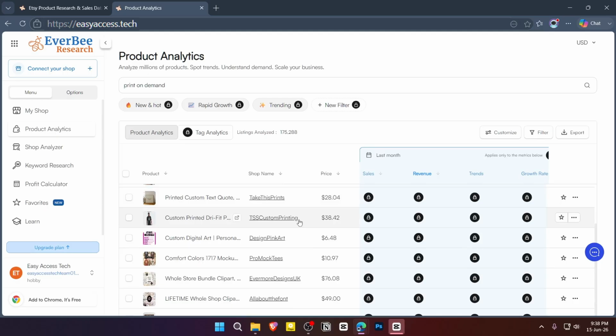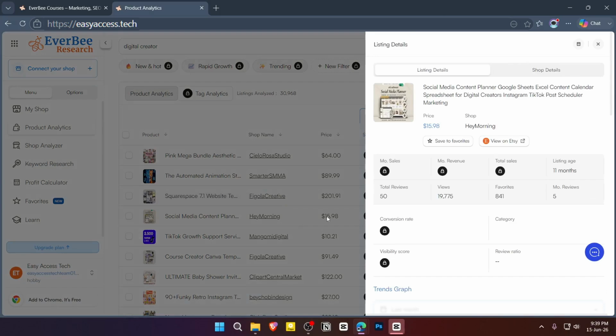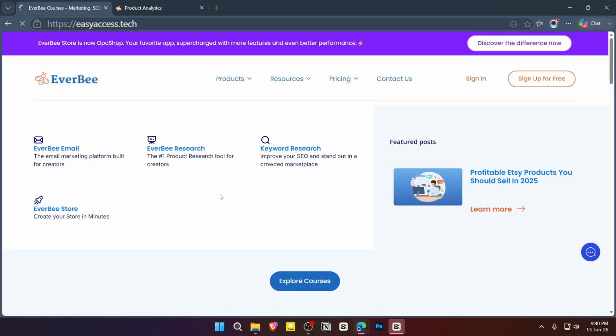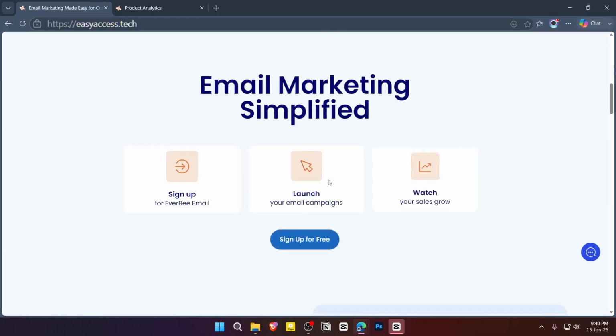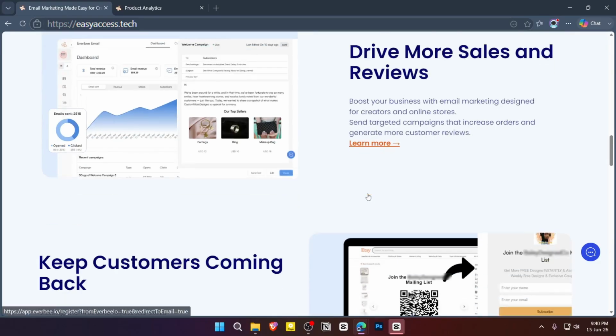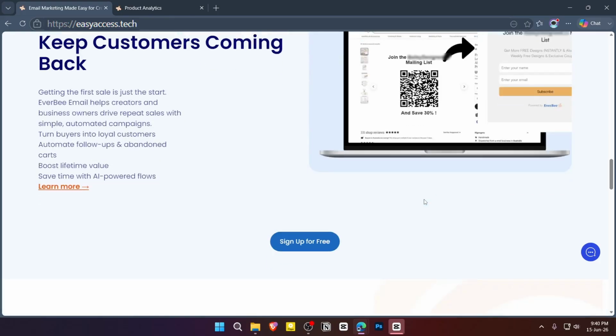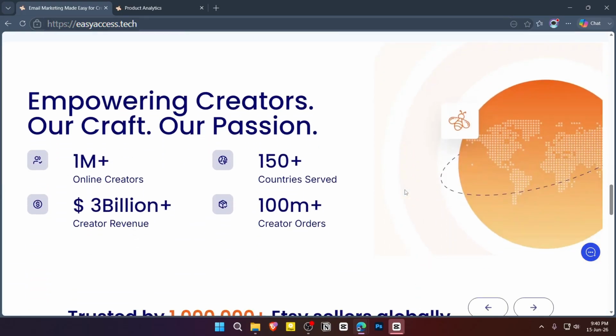These insights allow sellers to create designs that are more likely to align with customer demand rather than relying entirely on guesswork. The same advantage applies to digital creators looking for ideas in growing markets. Another benefit is the time savings. Product research often requires checking multiple listings, studying competitors, and analyzing market trends. EverBee brings much of this information together in one place, helping users make decisions more quickly and efficiently.